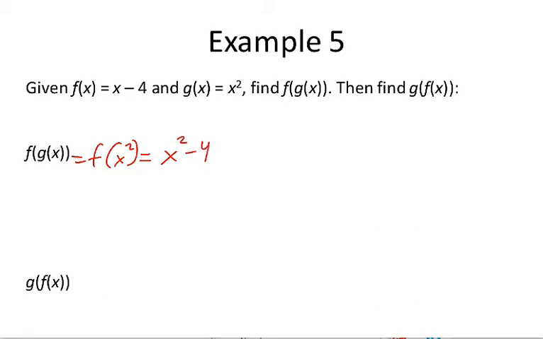Now the other direction, g of f of x, that means we're going to plug all of f of x into g of x. So instead of g of x, we're going to plug in all of f of x, or x minus 4. So wherever we saw x in g of x, we're going to replace that with x minus 4. So instead of x squared, we're going to replace it with x minus 4 squared. Now if you were to FOIL that out, which you don't have to for this case, it would end up being x squared plus 8x plus 16. So again, make sure that you are plugging in the entire function into the other.